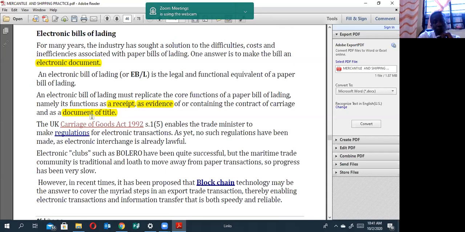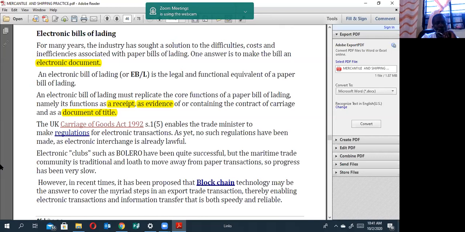And an electronic bill is the legal and functional equivalent of a paper bill. So they're just the same. All this is presented in soft copy as opposed to the paper one. So an electronic bill of lading must replicate the core functions of the paper bill of lading. So it must serve the same functions which are being performed by the other one. And it has the three key functions, that is the receipt of cargo, the evidence of contract, and also the document of title. It must still serve the same.